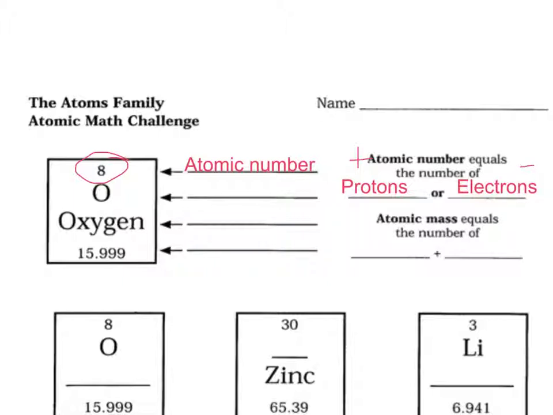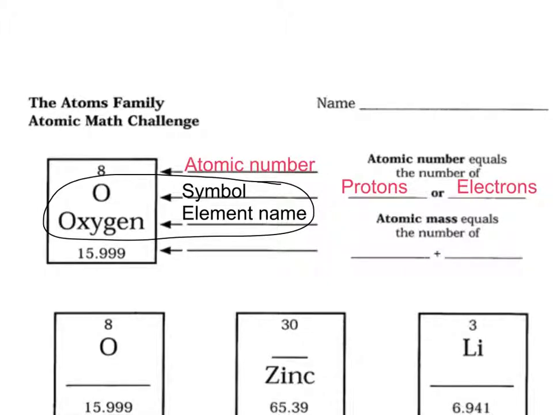The atomic number doesn't tell you anything about neutrons, and we'll get to that soon. The number of protons determines what an element is. The number of protons for an element never changes. Periodic table entries also tell you the element symbol and the element name. If there are two letters in an element symbol, like Cu for copper, the second letter must be lowercase.